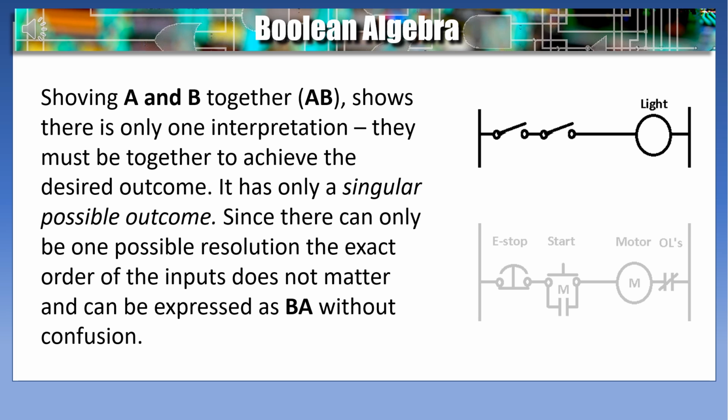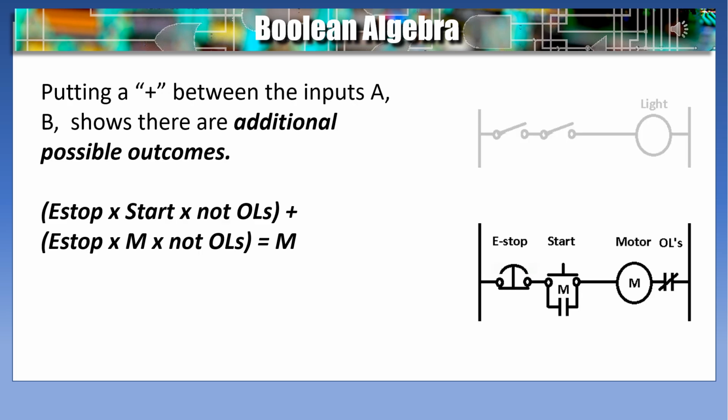It has only a singular possible outcome. Since there can only be one possible resolution, the exact order of the inputs does not matter and can be expressed as BA without confusion. By putting a plus sign between the inputs, A, B, it shows that there are additional possible outcomes.